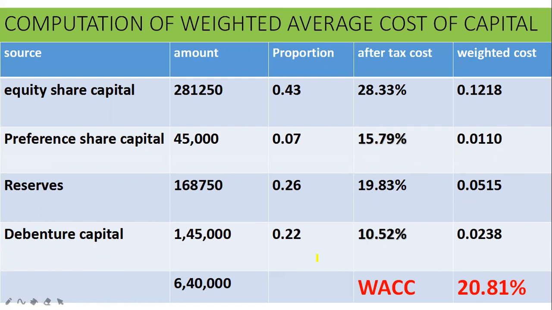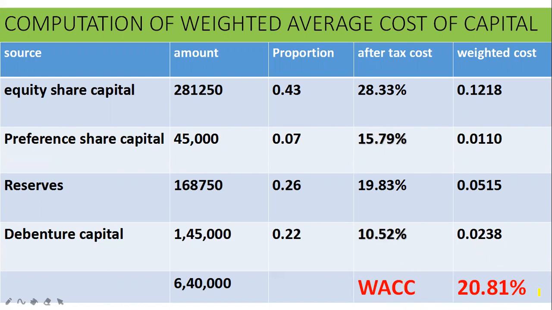0.0515. In the same way, the proportion of debenture capital is to be multiplied with its cost 10.52%. You will get a figure of 0.0238. When you add all these weighted costs, you will get 20.81% as the weighted average cost of capital.